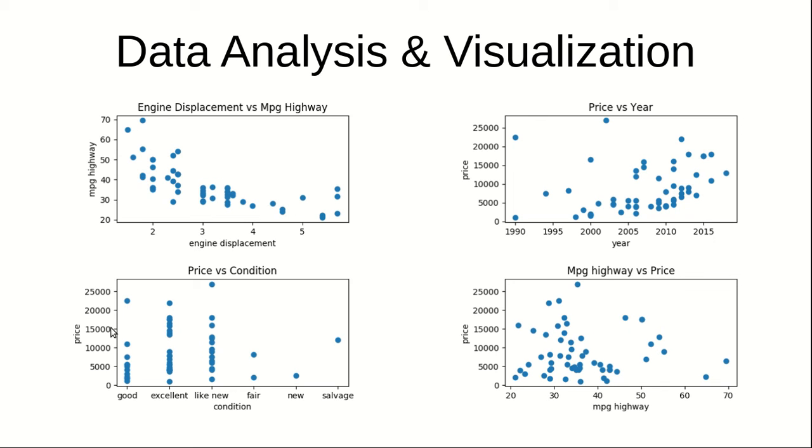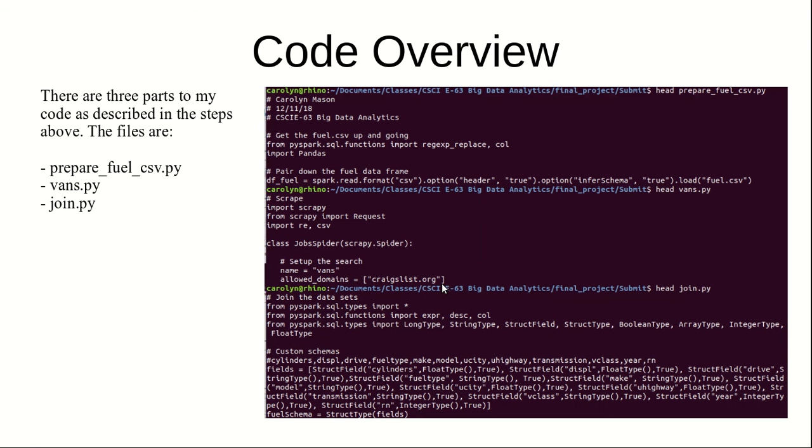I thought it would be interesting to plot the price versus condition. There's not always a clear result, but excellent vehicles might be priced more than the other ones. I just thought it might be an interesting addition. As you might expect, there is some correlation between year and price. Newer vehicles tend to be a little pricier. And there seemed to be no correlation between miles per gallon and price of the vehicle.